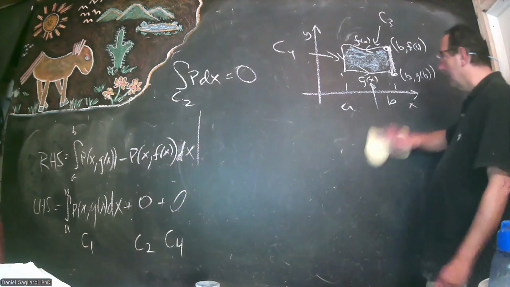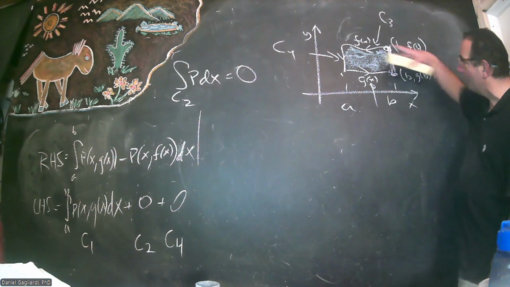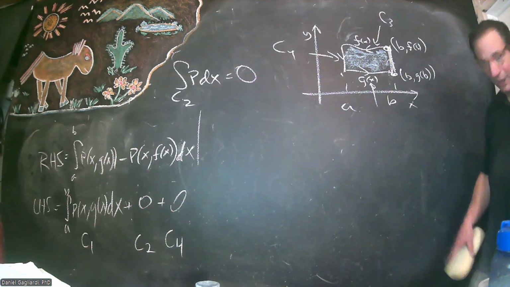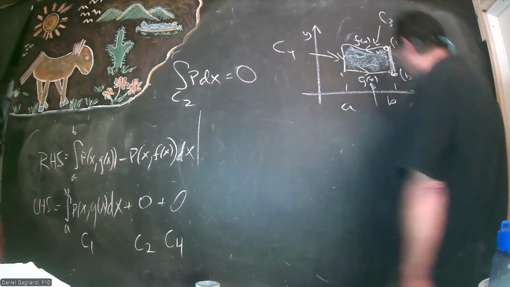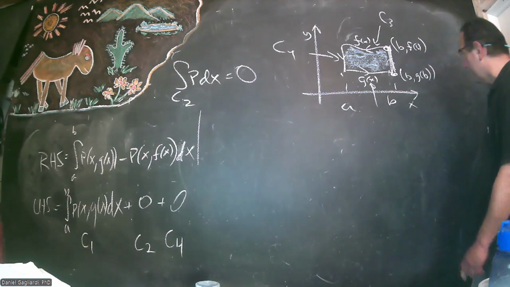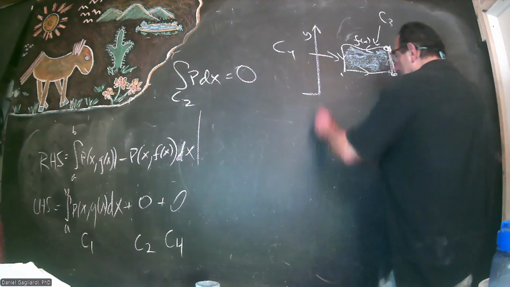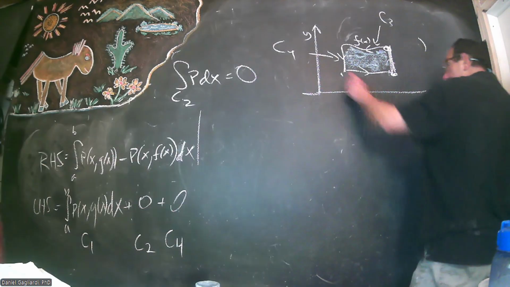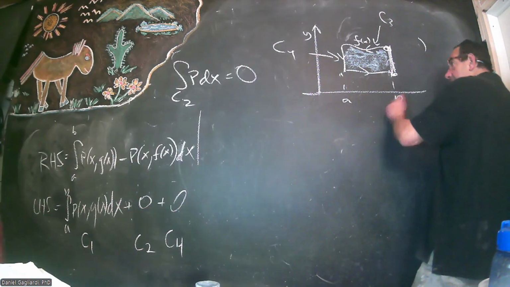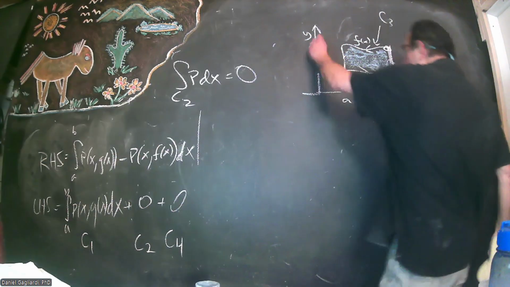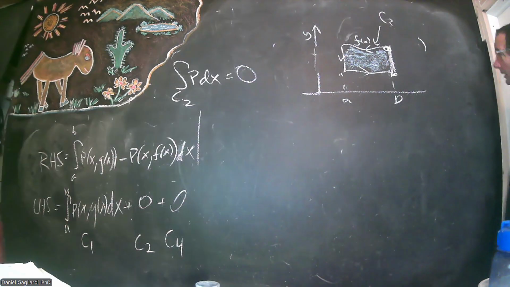Because if we're going in this direction, we're going to reverse the sign. But I want to do this formally, because I think it'll be useful. So let's do the integral along C3. I'll erase all this other stuff because I'm starting to get a little bit of clutter here. So the integral along C3.